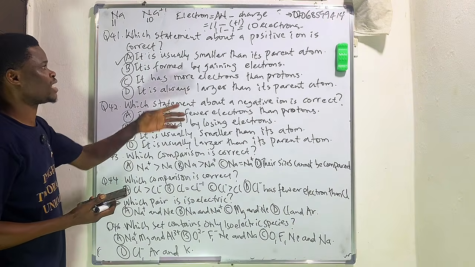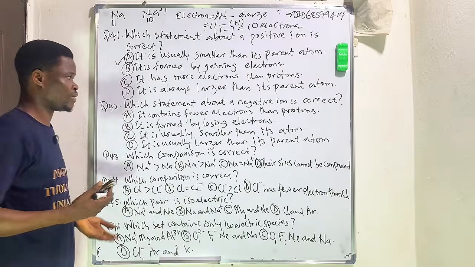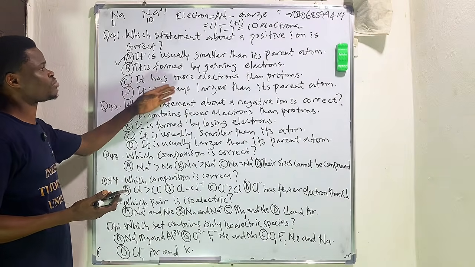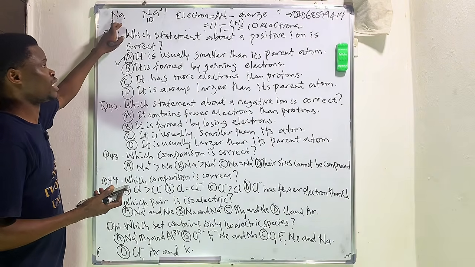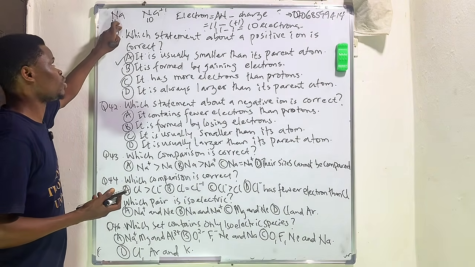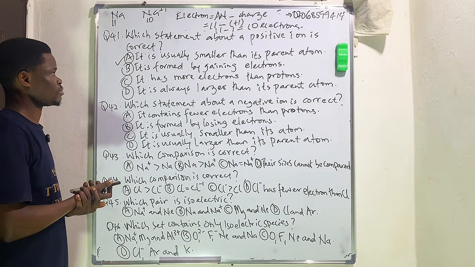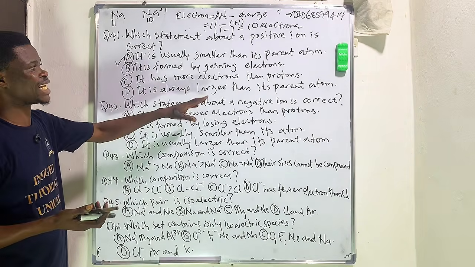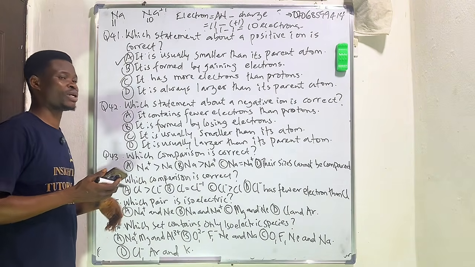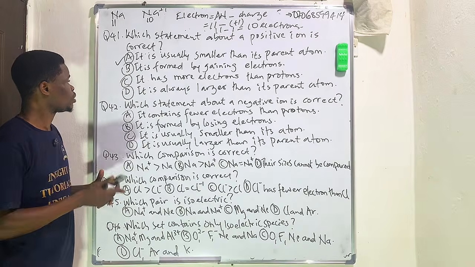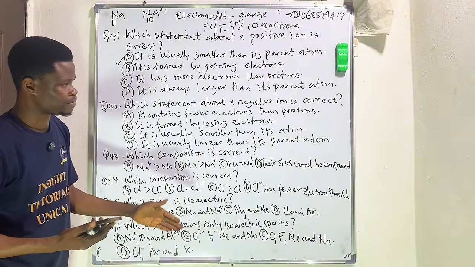This says it is formed by gaining electrons. No, positive ions don't gain, they rather give out. It has more electrons than protons. That's not the case. The number of protons in the atom of sodium is more than the electrons it has. This says it is always larger than its parent atom. The reverse is the case. It's not larger than its parent atom, rather it is smaller compared to its parent atom. So the next question says, which statement about a negative ion is correct?